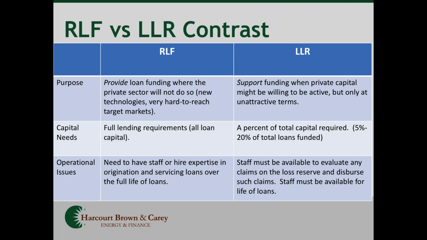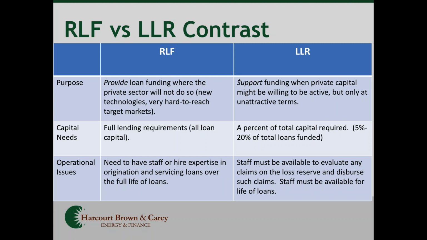Thinking to contrast loss reserves versus revolving loan funds, this is my view of where these fit. A revolving loan fund, in my view anyway, is something that can provide loan funding where the private sector will not do so, and very often that's the case in hard-to-reach markets. Maybe it's more rural markets, maybe it's loan sizes that are too small, maybe it's new technologies. So often I see this as not replacing the private sector, but supplementing it and providing funding where it's not necessarily available already.